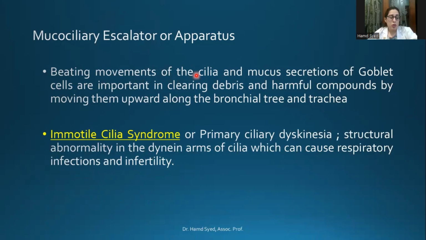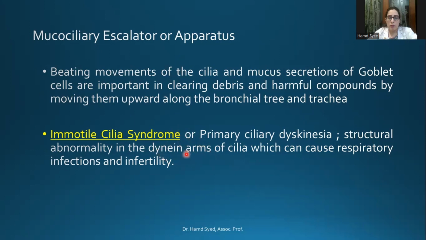But this condition, which normally takes place, can be impaired, or it could have some defect in the condition which is the immotile cilia syndrome, also known as primary ciliary dyskinesia. In this condition, there is a structural abnormality in the dynein arms of the cilia. The cilia are the luminal, cell surface modifications of ciliated columnar cells, and they consist of microtubules arranged in an axoneme pattern, in which there are two central microtubules surrounded by doublets of microtubules, that is known as the 9+2 pattern.